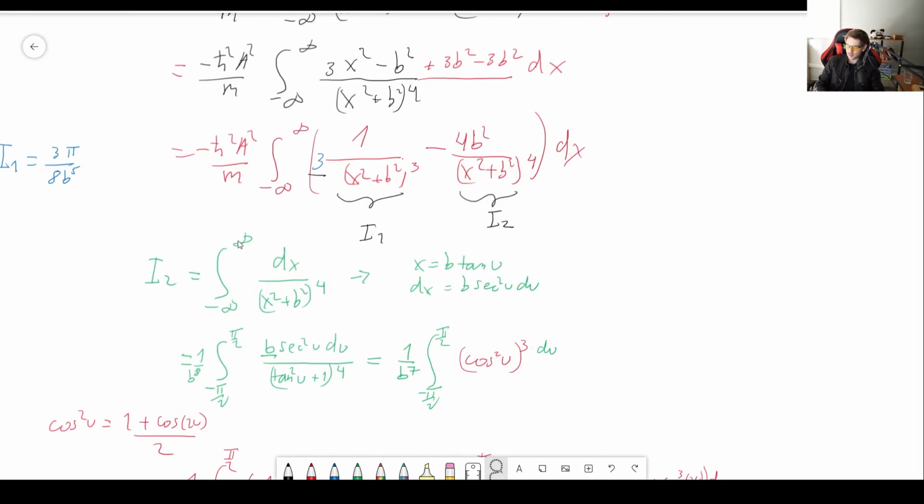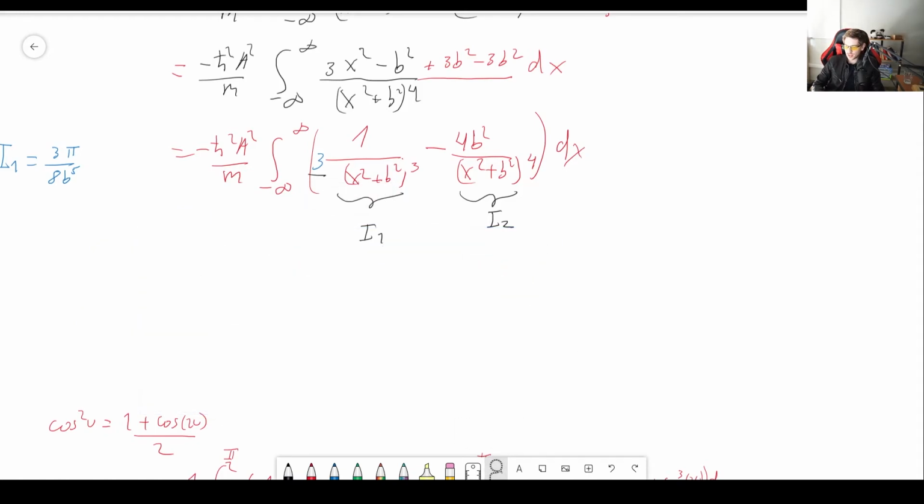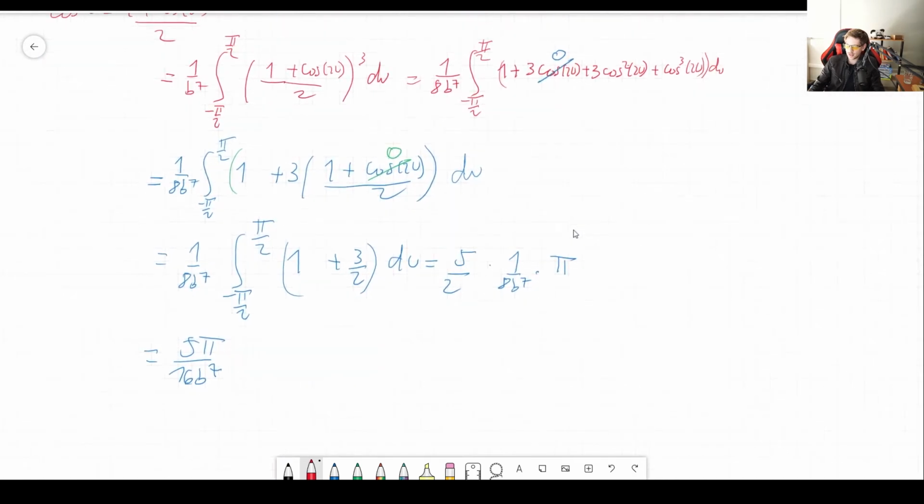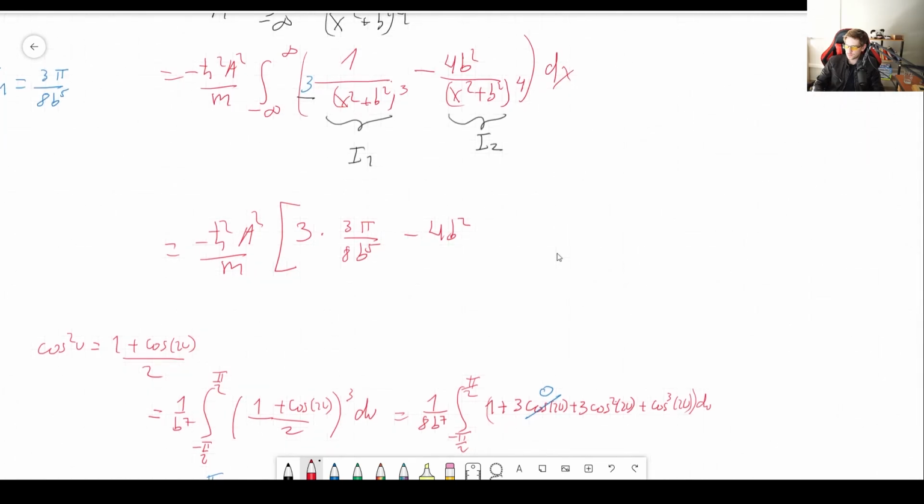So maybe let's get rid of this. So the integral that we had was minus h bar squared a squared m, and then we have 3 times our previous result, so 3 times pi over 8 b to the 5th, and then we have minus 4b squared times our newest result, which is 5 pi over 16, sorry, so 5 pi over 16 b to the 7th.